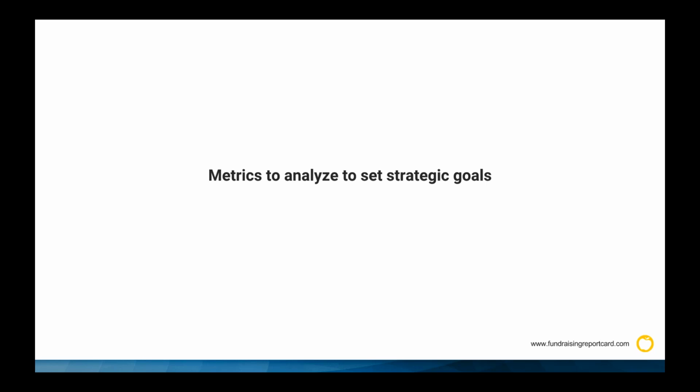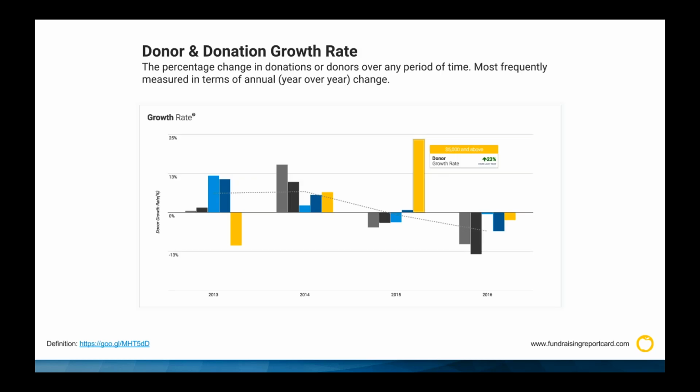So metrics to analyze to set strategic goals. The first one, donor and donation growth. In this case, we're going to stick with explicitly growth rate. And what this is, donor and donation growth rate, it's a percentage change either in donations or donors over any period of time. We'll touch on that more in a moment here. This is most frequently measured in terms of annual or year-over-year change.